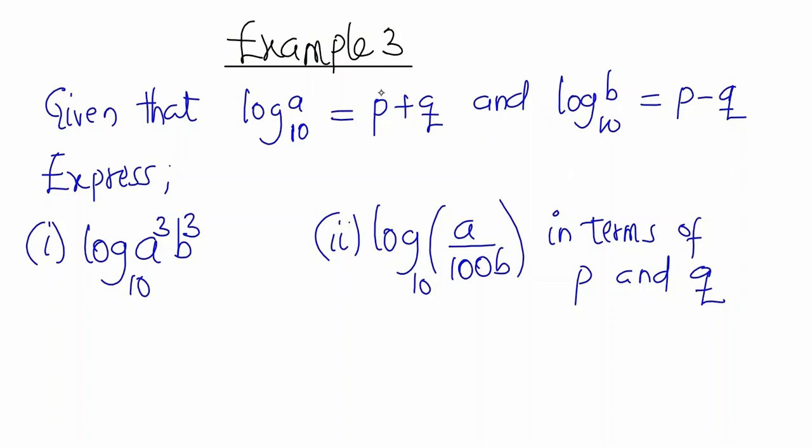In example 3, it says that given log a base 10 to be equal to p plus q and log b base 10 to be equal to p minus q, express (i) log a exponent 3 multiplied by b exponent 3 base 10 and (ii) logarithm of e out of 100b base 10 in terms of p and q. So we are just going to express the second one in terms of p and q. But for the first one, it's a different question on its own. We are not going to express it in terms of p and q.